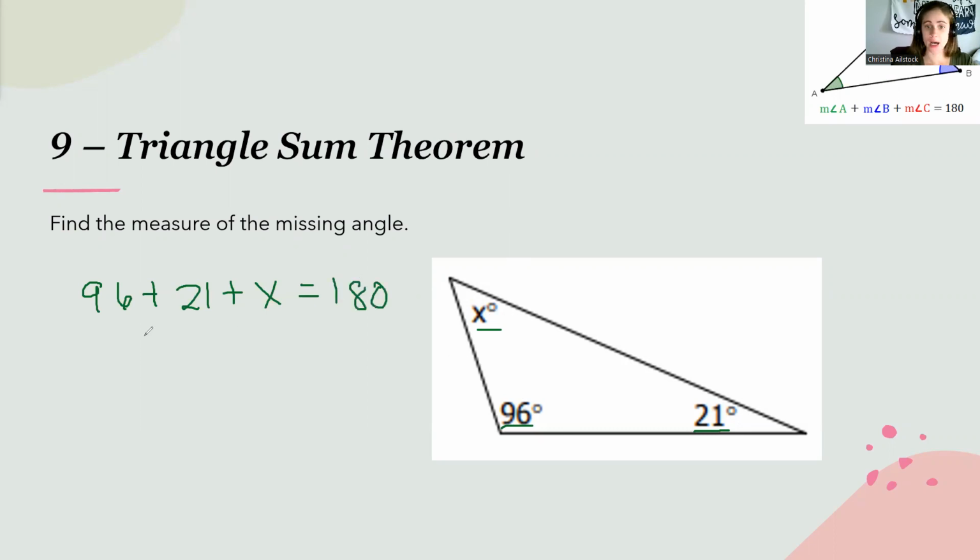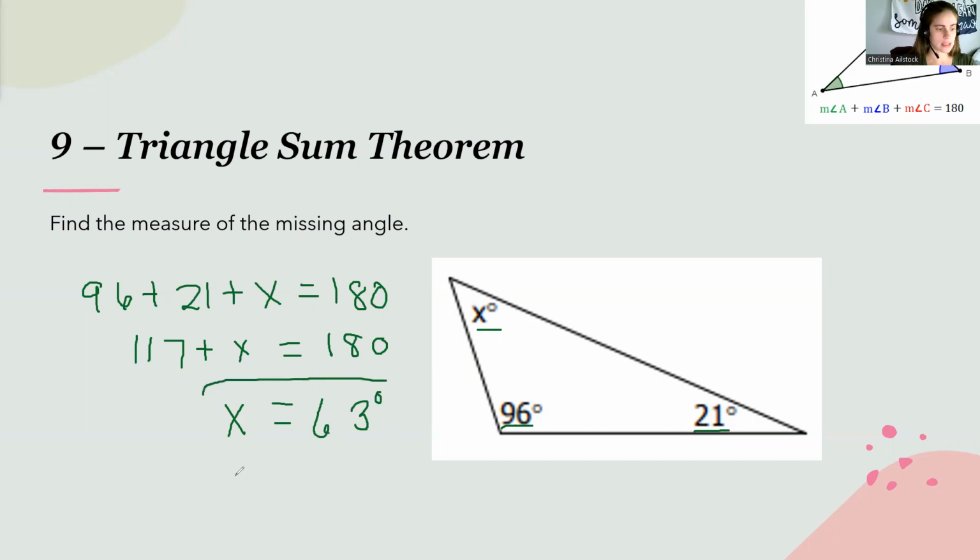So we can add up the 2 angles that we know. So 96 and 21 means we currently have 117 degrees. But in order to get our triangle to find this missing angle, it needs to be 180. So we can take that and subtract it from 180, discovering that the measure of angle X has to then be 63 degrees.